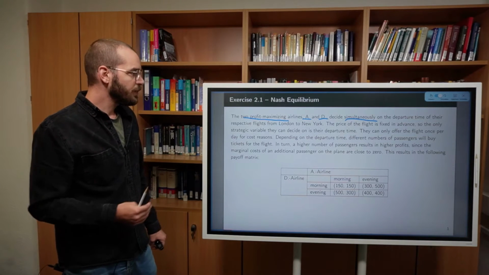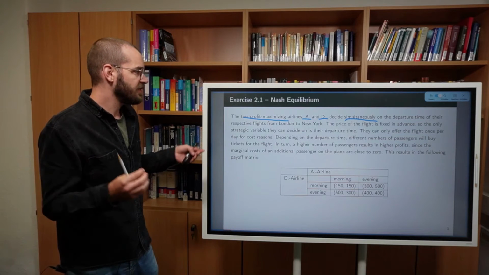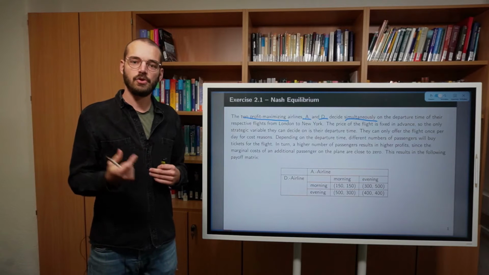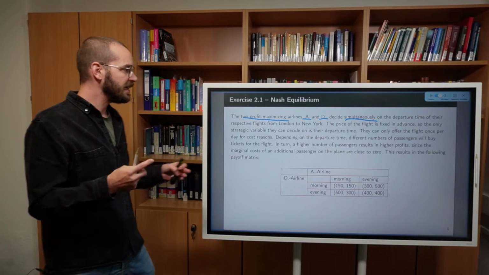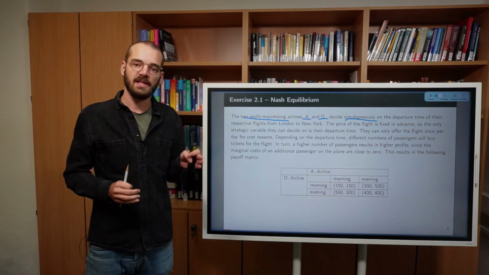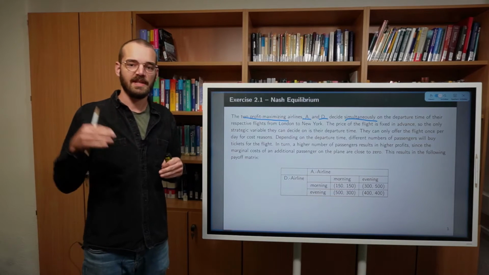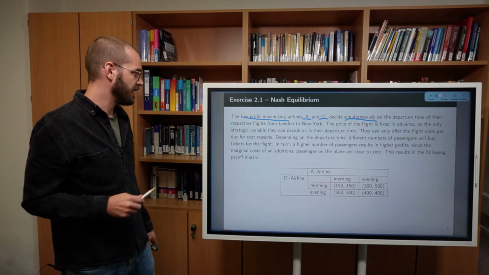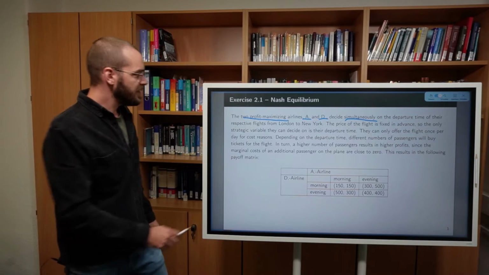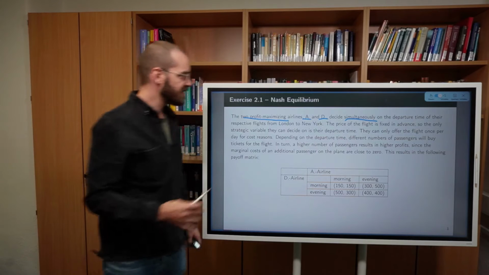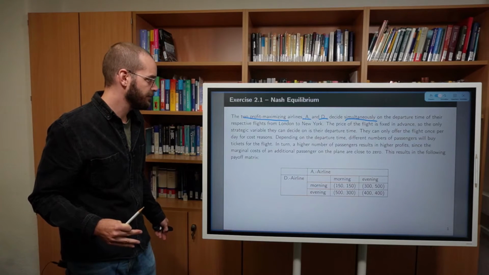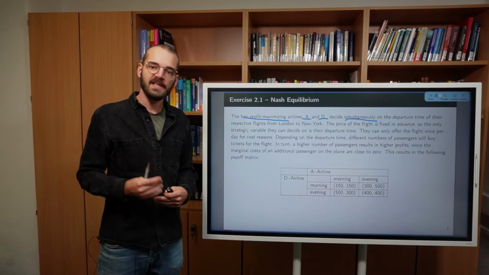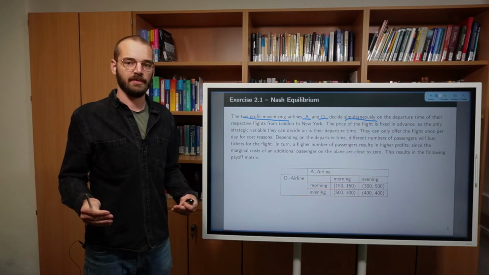We will assume that the price of these flights is fixed and that these firms have only one strategic variable to choose. And this strategic variable is whether they want to depart in the morning or to depart in the evening. These are the only two options of the firms by assumption. Depending on the departure time, different numbers of passengers will buy the tickets to the flight, right? And we will assume that in turn a higher number of passengers yields a higher payoff, all right?